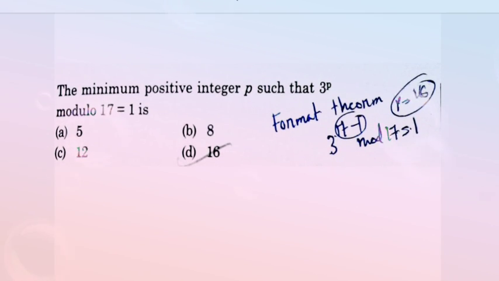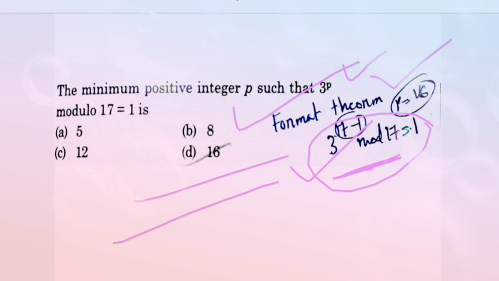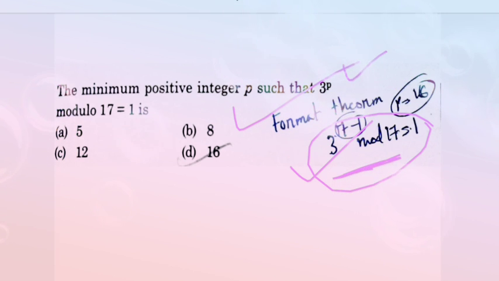The minimum positive integer p such that 3 to the power of p mod 17 equals 1 is... So it is very easy. Why? Because using Fermat's theorem, we know that 3 to the power of 17 minus 1, mod 17, is equal to 1. So when we put the value of p equal to 16, it is possible. So the value of p should be 16. So option D is your correct answer. Now come to the next question.